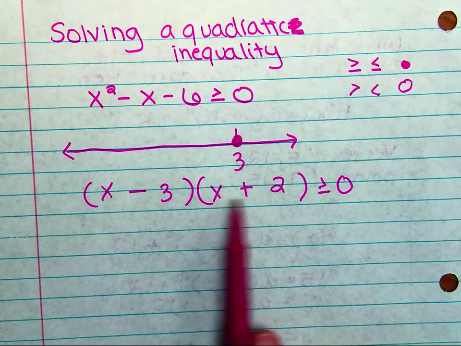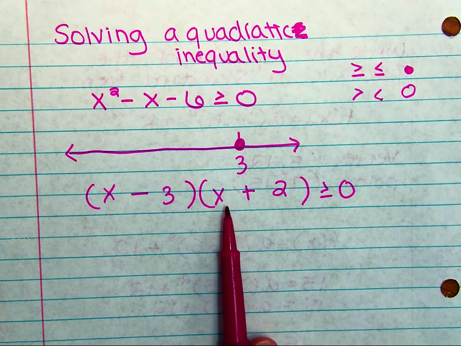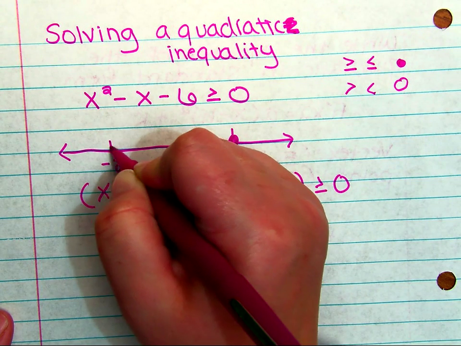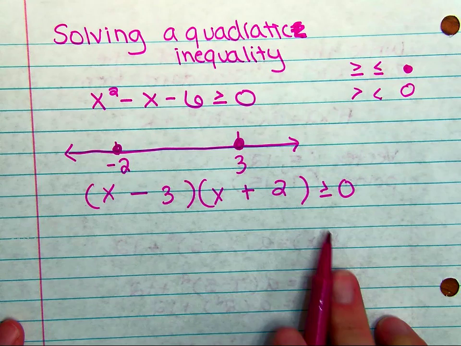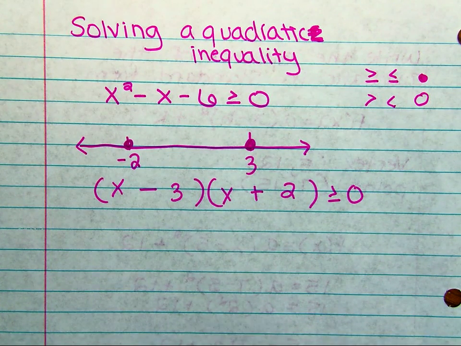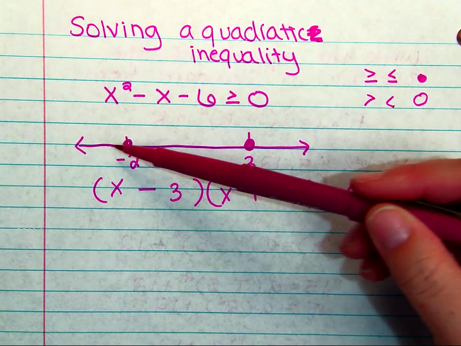Then I've got x plus 2. What do I have to put in here to get a 0? Well, that has to be a negative 2. And again, it's going to be a filled in circle because we've got greater than or equal to. Now, how do I know where to shade? You have two options. You're either going to shade in between these numbers or outside these numbers.